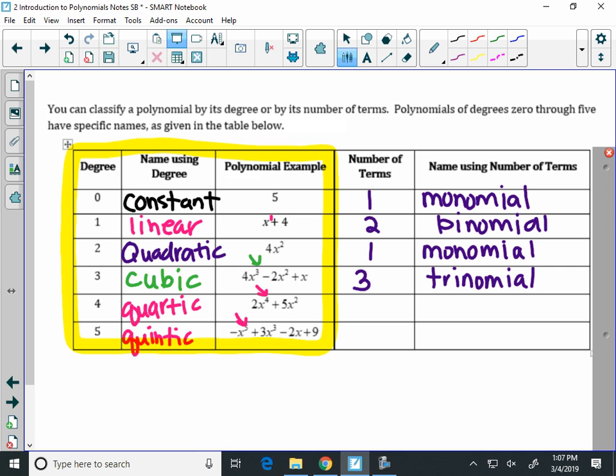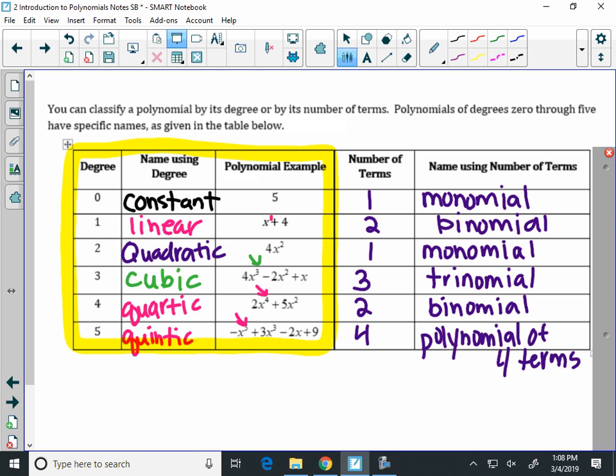Quartic. How many terms are in this quartic? That one has 2, so that's a binomial as well. And finally, how many terms are in the quintic here? 4. Unfortunately, there's not a cool name for this. It's just called a polynomial of 4 terms. I guess whoever created these got really bored or tired after 3 and decided they were just polynomial of 4 terms, of 5 terms, of 6 terms, from here on.